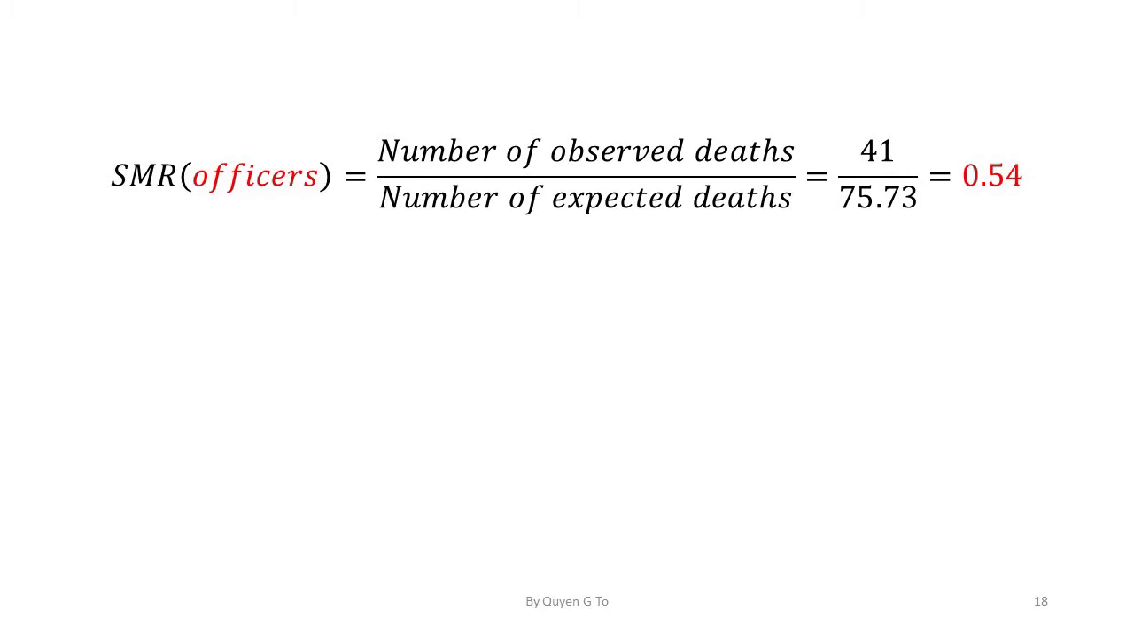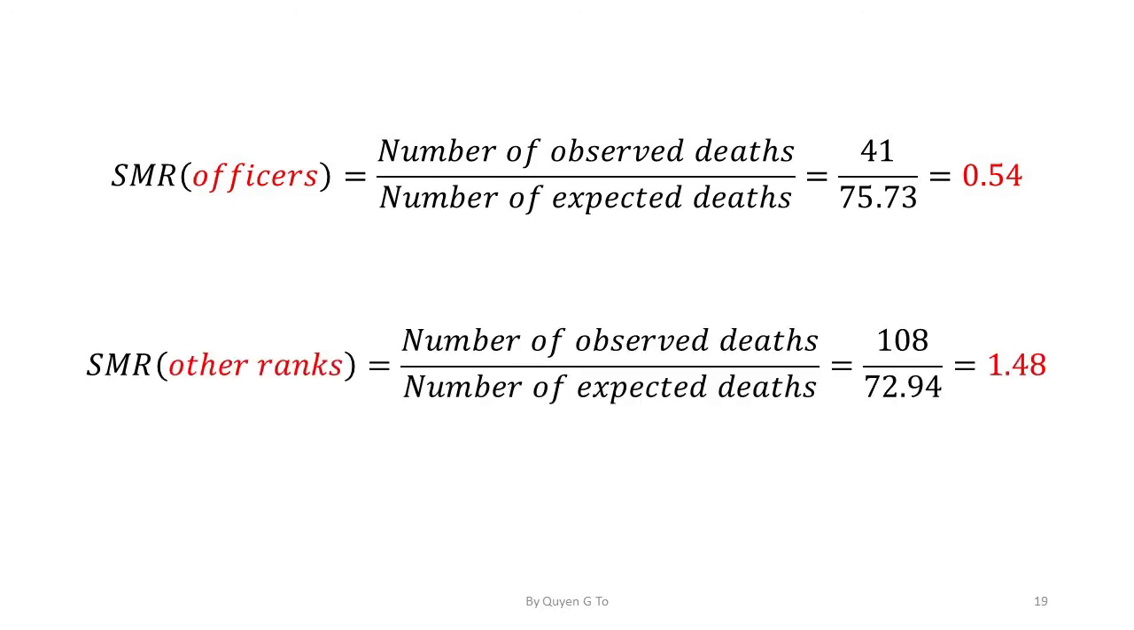For military officers, standardized mortality ratio is 0.54, which means that the number of deaths among military officers is about a half less than expected in the general population. For other ranks, it is 1.48, which means that the number of deaths among other ranks is higher than expected in the general population. This result shows that using crude death rates in comparison may lead to an inaccurate conclusion.